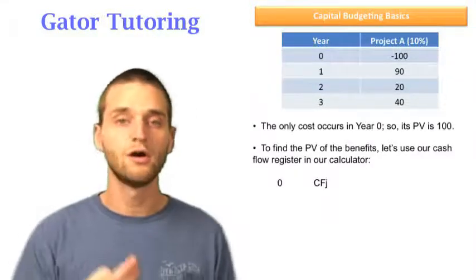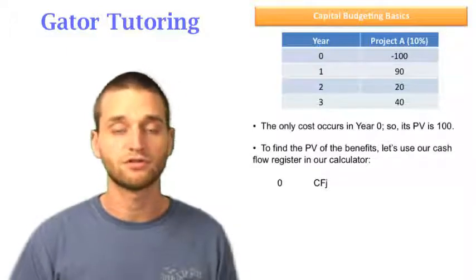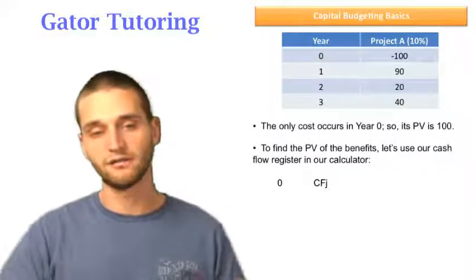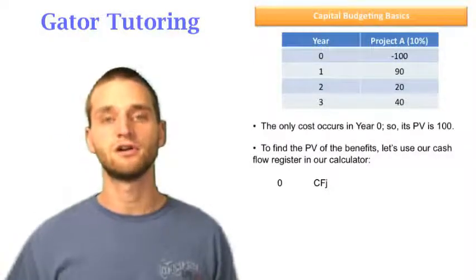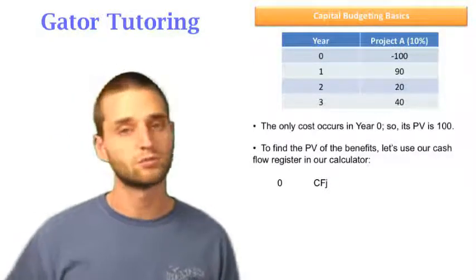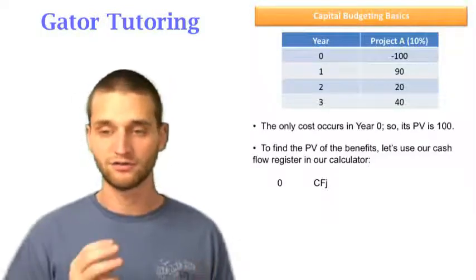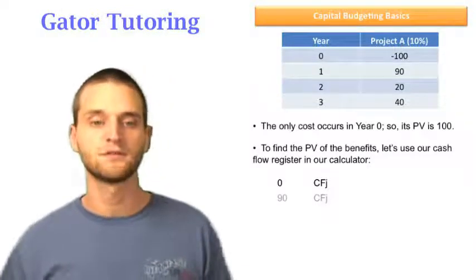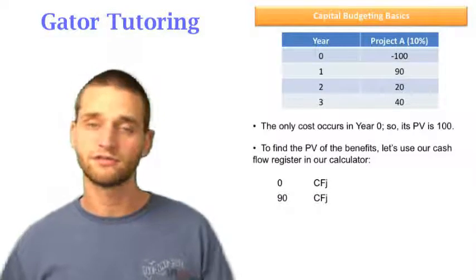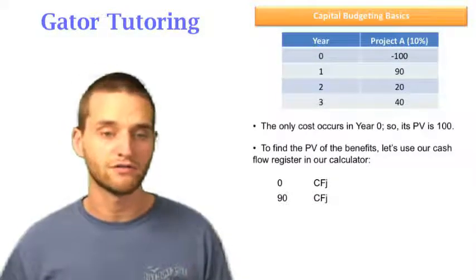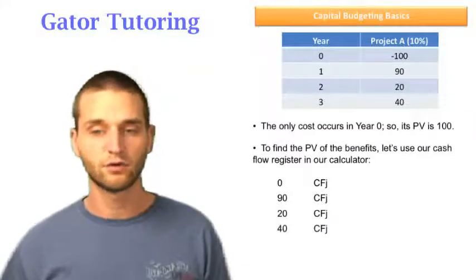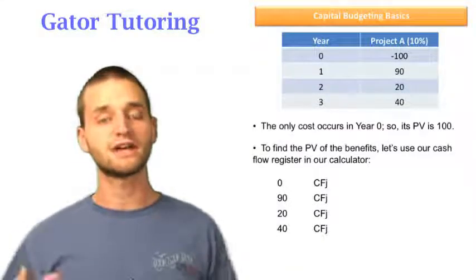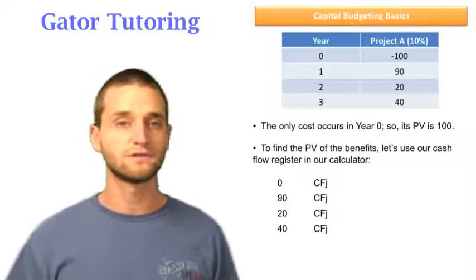So for year 0, we'll enter the number 0 just as a placeholder, so we can enter the 90, 20, and 40 in the right time periods. But since no benefits occur in year 0, there are no cash inflows, we're just going to put 0 into our calculator. So we press 0, then we press CFJ. Now we want to put in all of the cash inflows, because again, we're trying to find the present value of the benefits. So we press 90 CFJ, 20 CFJ, and then 40 CFJ.